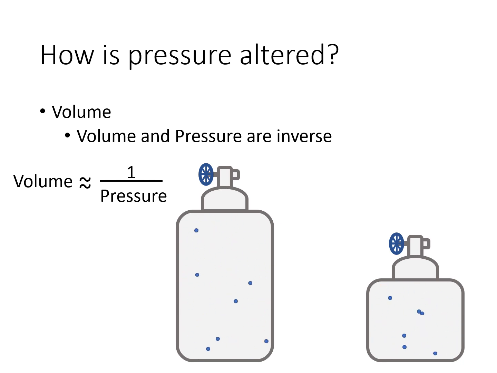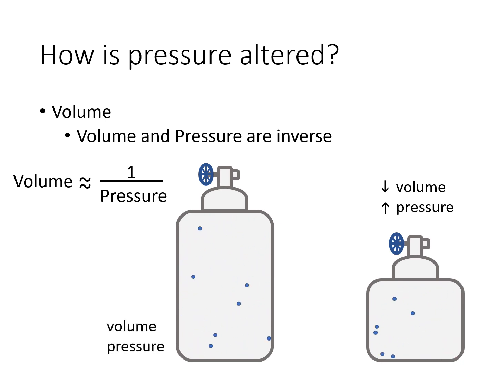So from our example here, we can see that when we have the same amount of gas in both tanks, when the volume decreases, we're going to see an increase in pressure, which is a demonstration of the inverse relationship between volume and pressure. When one goes up, the other one goes down. And for the larger tank, the reverse is true. We have an increase in volume, a larger volume, which means we're going to have a lower pressure.